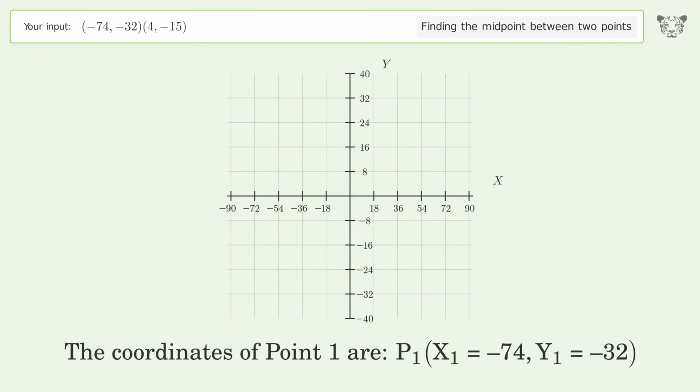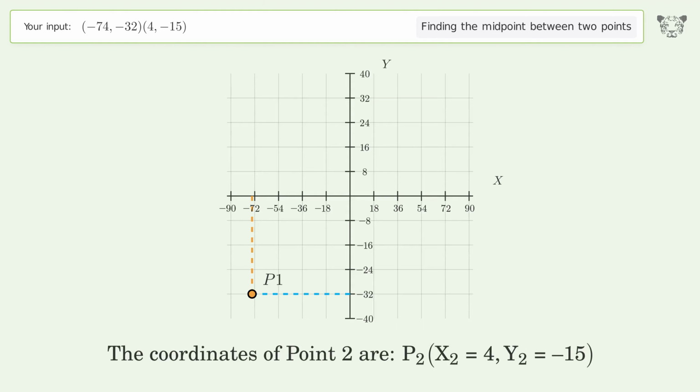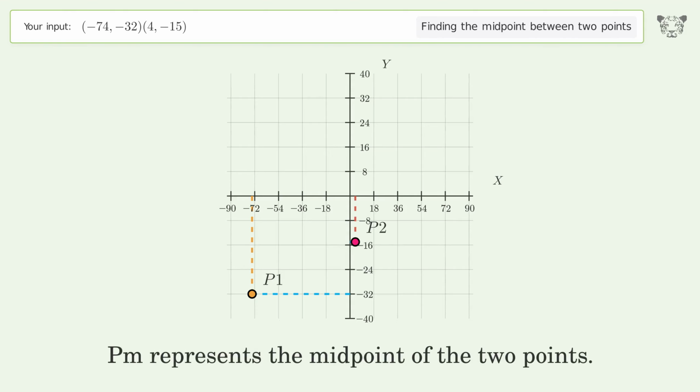The coordinates of point 1 are x1 equals -74, y1 equals -32. The coordinates of point 2 are x2 equals 4, y2 equals -15. PM represents the midpoint of the 2 points.